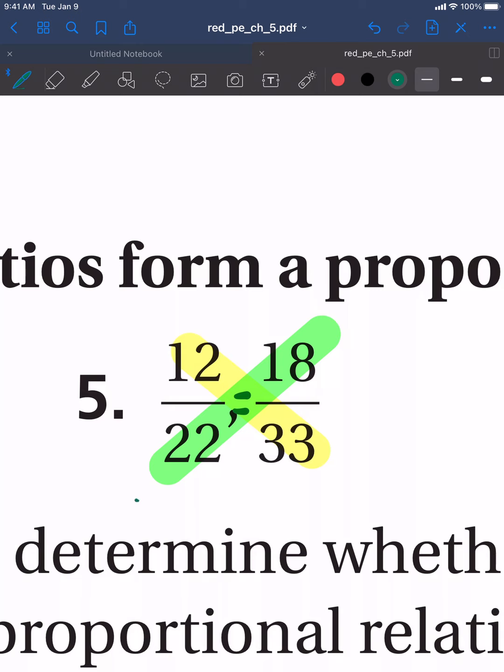Okay, so this is 396. What is 12 times 33? 396? What do you guys think? Yes, they do form a proportion.